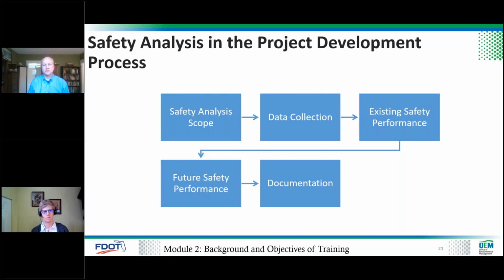First, safety analysis scope. We need to define what we're analyzing from a safety perspective. This could include the study area, the year of analysis, the crash data sources, and the analysis method. Next, we go into the data collection. So what data will be used and from what sources, and always be sure to specify years of analysis when you're collecting the data.